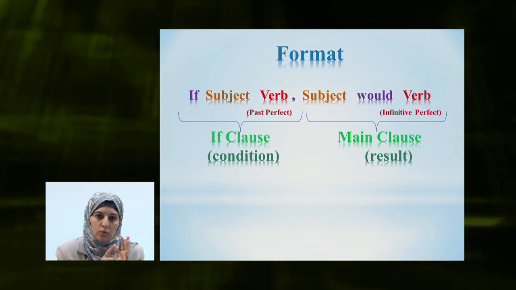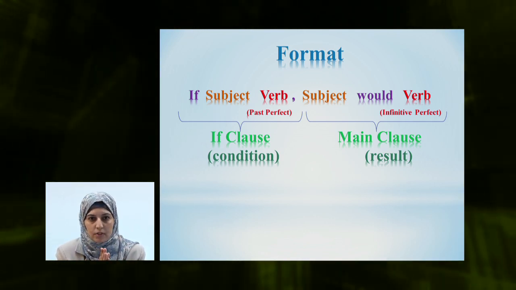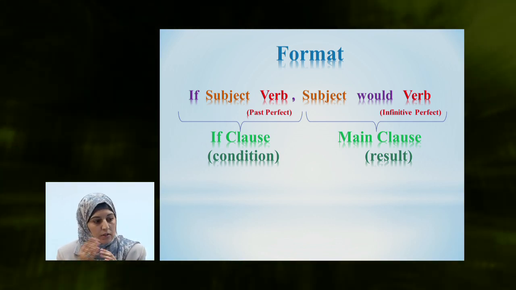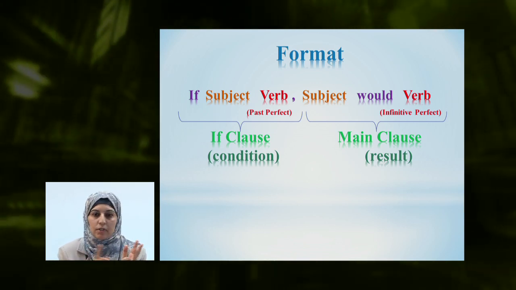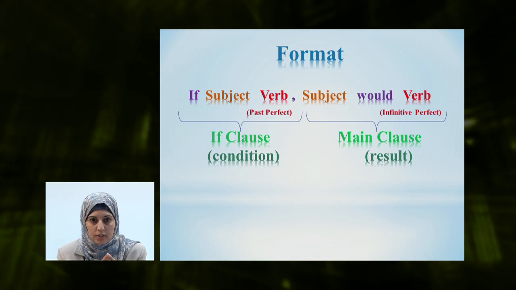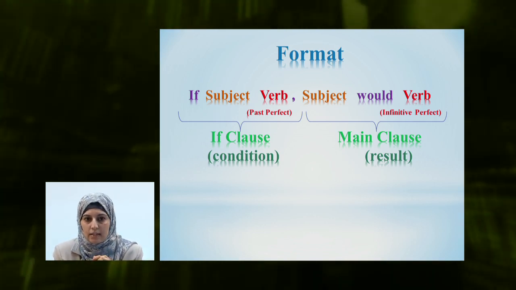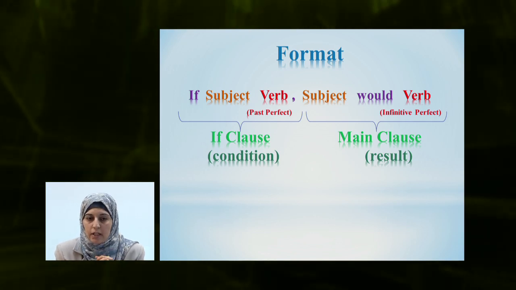In the if clause, you start with the if, followed by subject, then the past perfect, followed by comma, then you come to the main clause, you have the subject, would, then again you have perfect, but remember it's infinitive because after would, you can't have had. It should be have in the infinitive form.